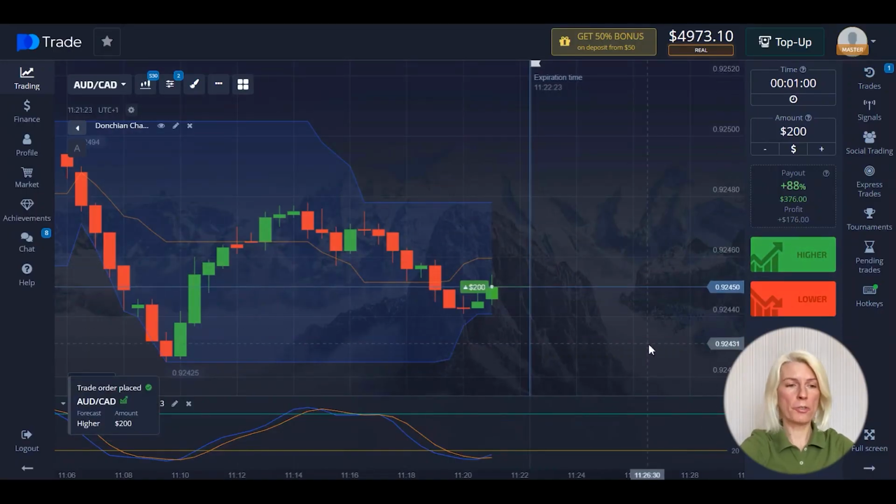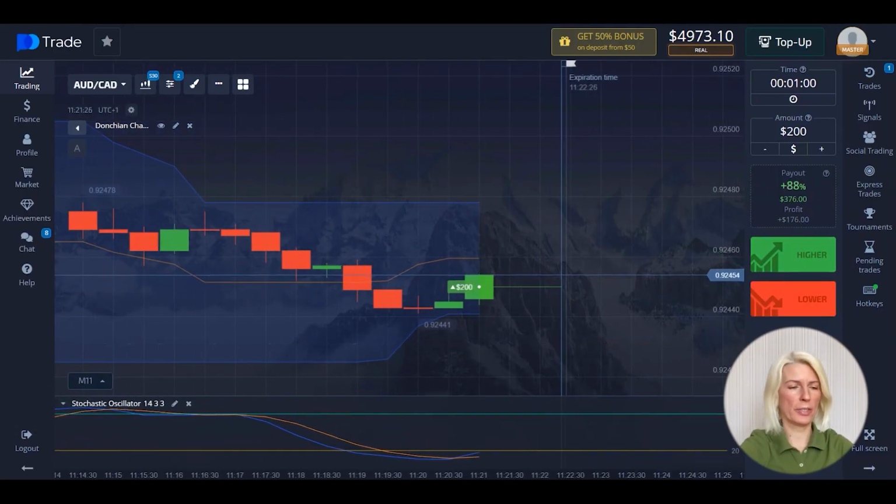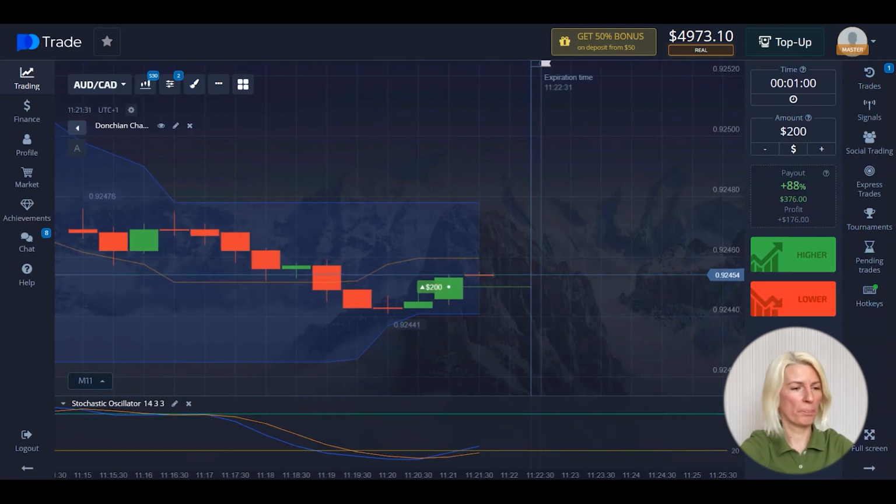It's absolutely free. Now let's go to Pocket Option and get down to reading the chart. I opened an up trade. Today we're trading the Australian dollar, Canadian dollar currency pair. We bet 5% of the deposit. The expiration time is 1 minute.